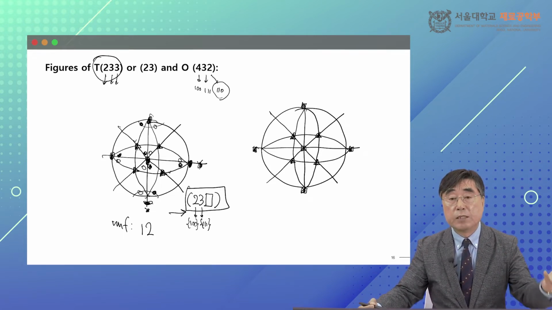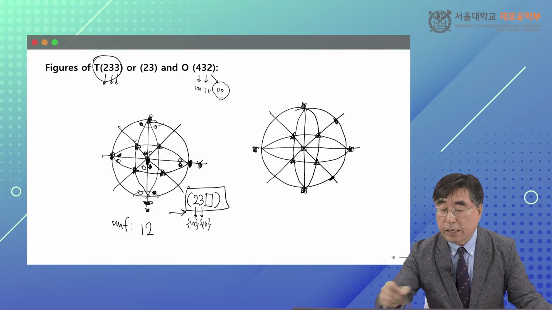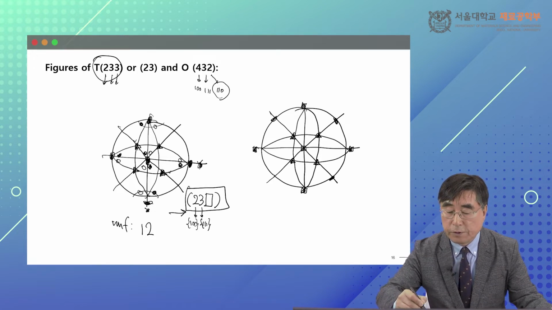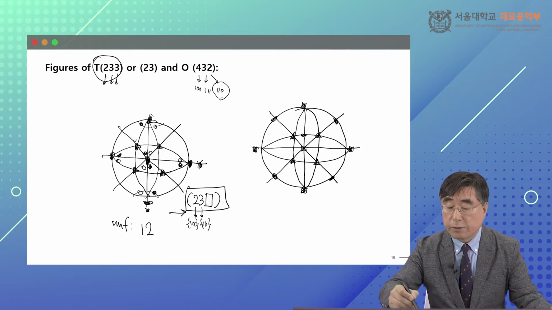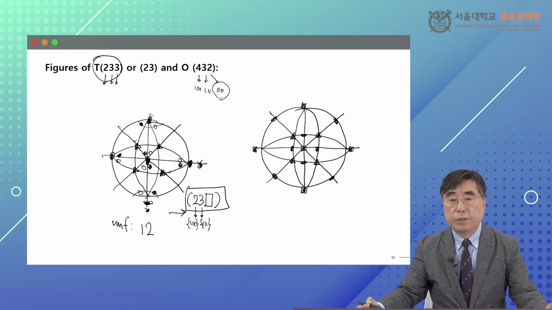So where is the 110 type axis? This is 110, twofold. This is another 110 type, twofold. Now this one is twofold, again 110 type, this one is twofold, this one is twofold, this one is twofold. So that's 432, and the Schoenflies notation is O.